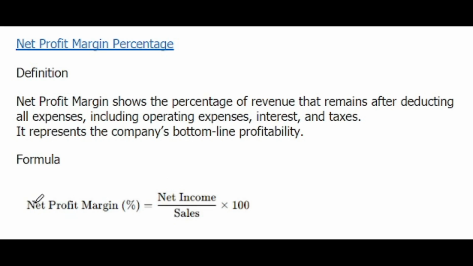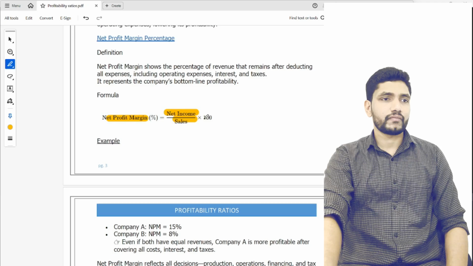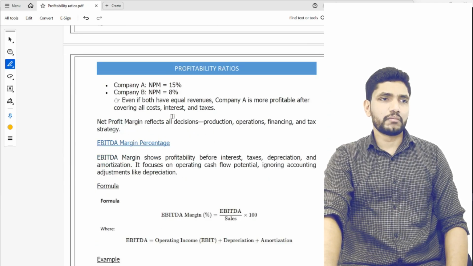The formula for net profit margin is net income divided by sales, times 100. So let's look at an example.